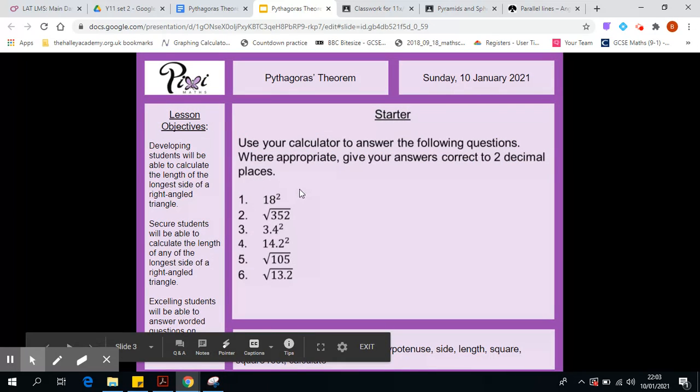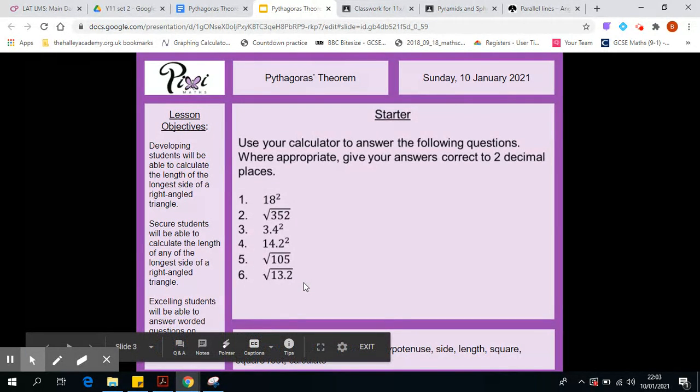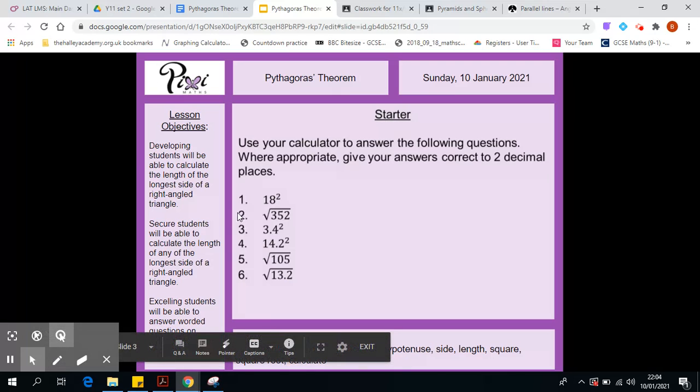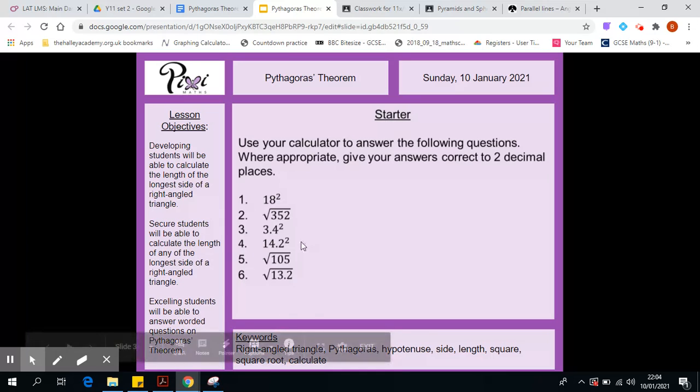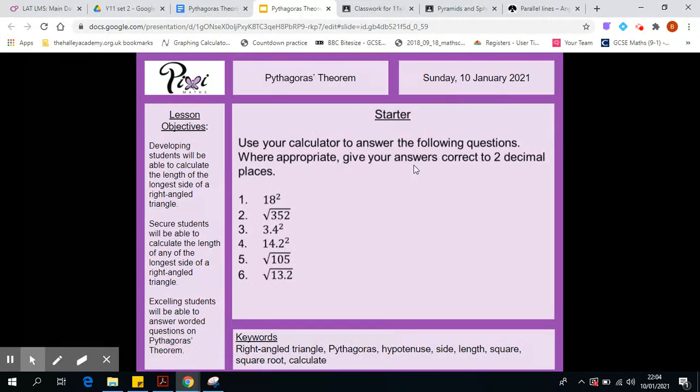Let's begin the lesson with some questions involving square and square roots. Remember, 18 squared means 18 multiplied by itself, which is 18 times 18, and it's not 18 multiplied by 2. Press pause and attempt the questions. Once completed, press play to check your answers. Also, the answers are on slide 3 for your reference. Remember, you need to give your answers correct to 2 decimal places. Please press pause now.